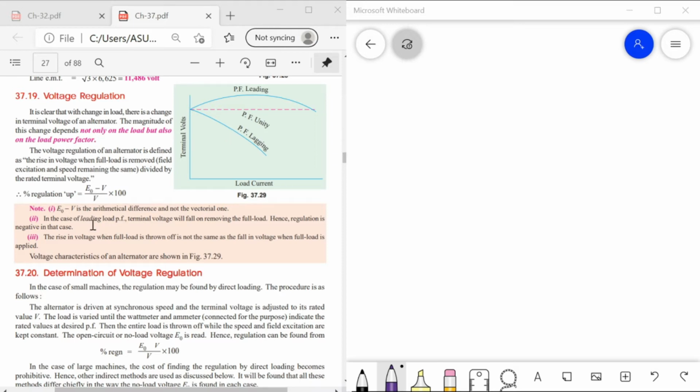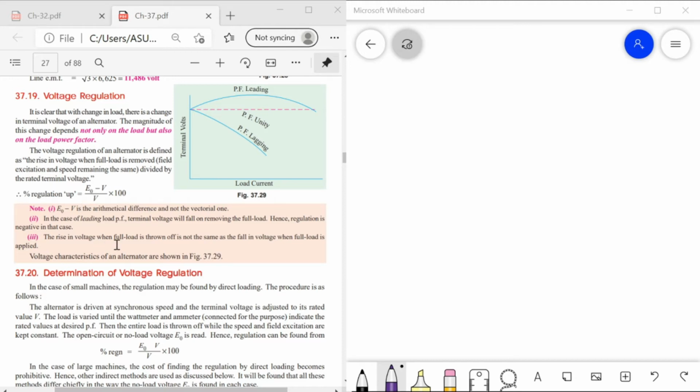So pag leading power factor or capacitive yung load mo, for example, the terminal voltage of your alternator is 230 volts, and if you connect a capacitive load, of course it will increase from 230, magi-increase yan. So let's say 240 volts. So what will happen is magiging negative yung voltage regulation mo.